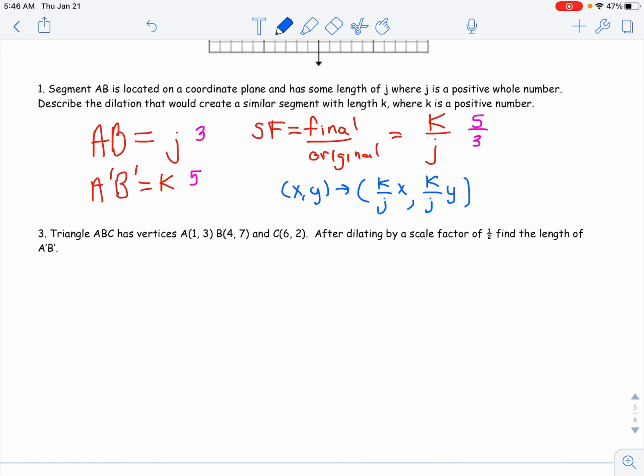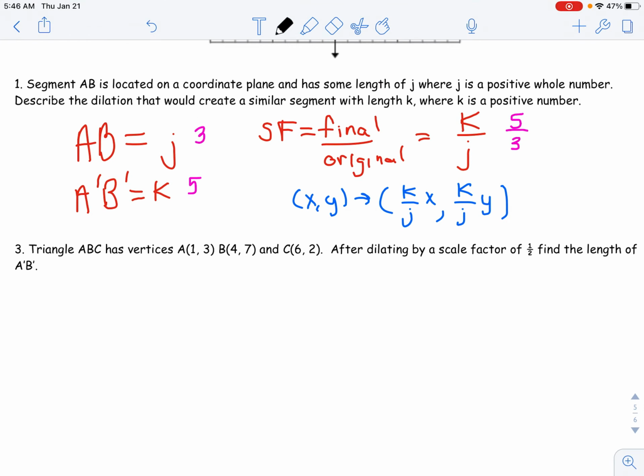And then last problem. Triangle ABC has vertices A (1, 3), B (4, 7), and C (6, 2). After dilating by a scale factor of 1/2, find the length of A prime B prime. Alright, so there's a couple ways to do this. You can multiply the points by 1/2, then find the distance, or we can just go ahead and find the distance, then find 1/2. And this is why it's good to know the distance formula, because for this problem we can't use the Pythagorean theorem shortcut because we don't have a coordinate plane. Unless you want to draw a really detailed coordinate plane, it's going to be hard to do. So we got to find the distance.